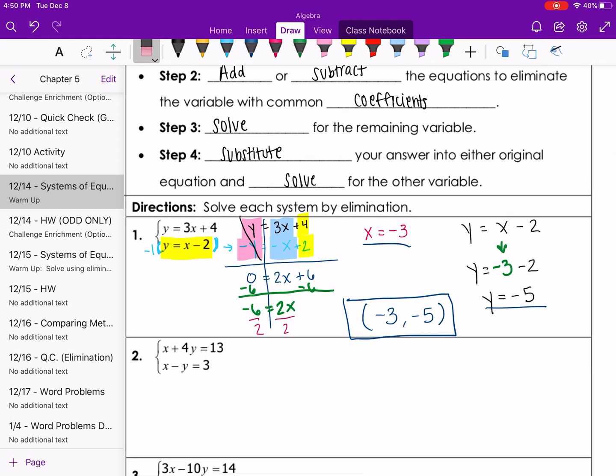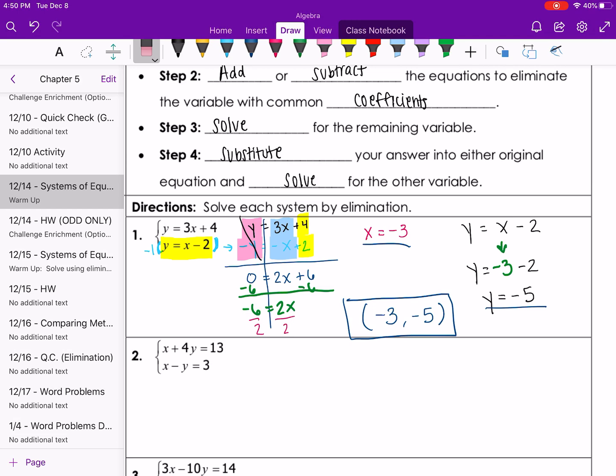So looking at number 2, step 1 says make sure the equations are all lined up. They're not in slope-intercept form like the first one, but my x's are lined up, my y's are lined up, and equals, and then my numbers. So they are all lined up in standard form. So hopefully we're starting to see already what I can change here.